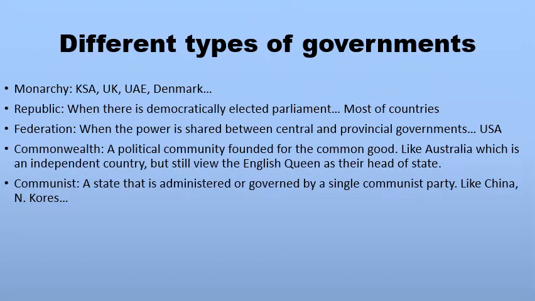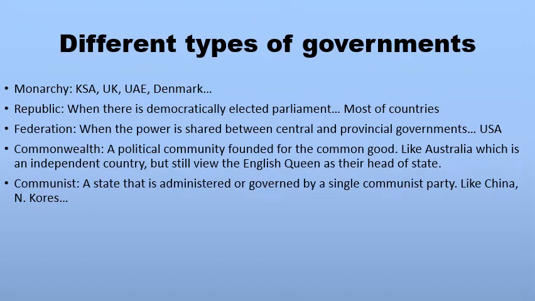The next kind of government is a republic. It's a type of government in which the people elect the parliament. Parliament is basically a department or an institution which is responsible for making the laws for the country. And if the people believe that the parliament is not performing its job, they can kick it out and bring in a new parliament. Most of the countries in the world are democratic republics.